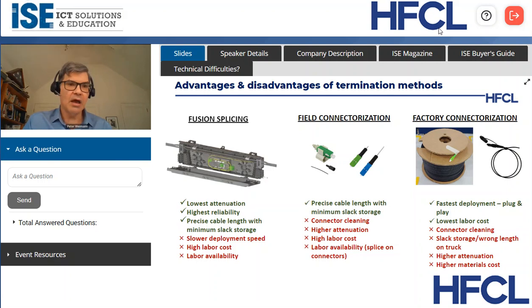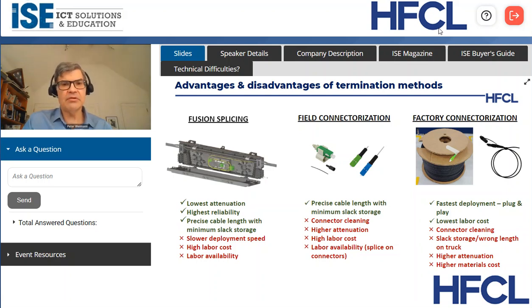Mechanical connector, you don't necessarily need that level of skill, although there is training involved. And then the third option is factory connectorization. That is your fastest deployment option. It's plug and play, and therefore it's going to be the lowest labor cost.